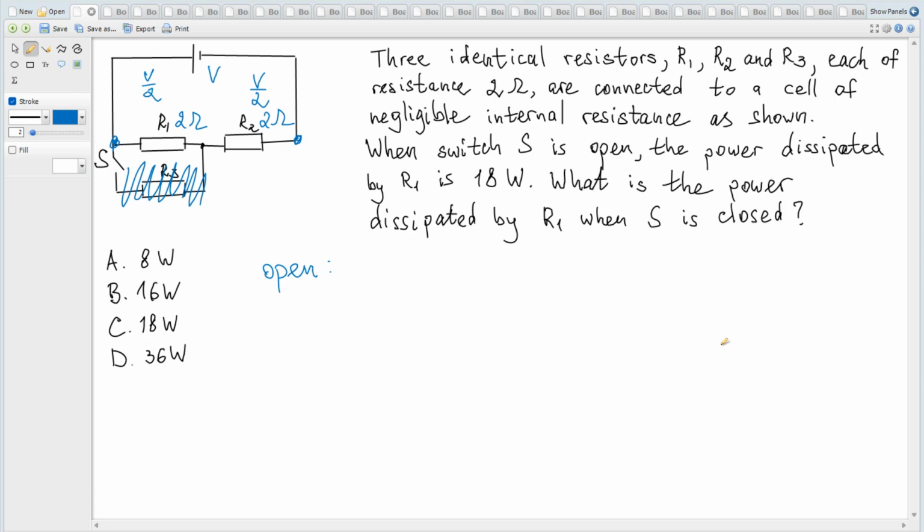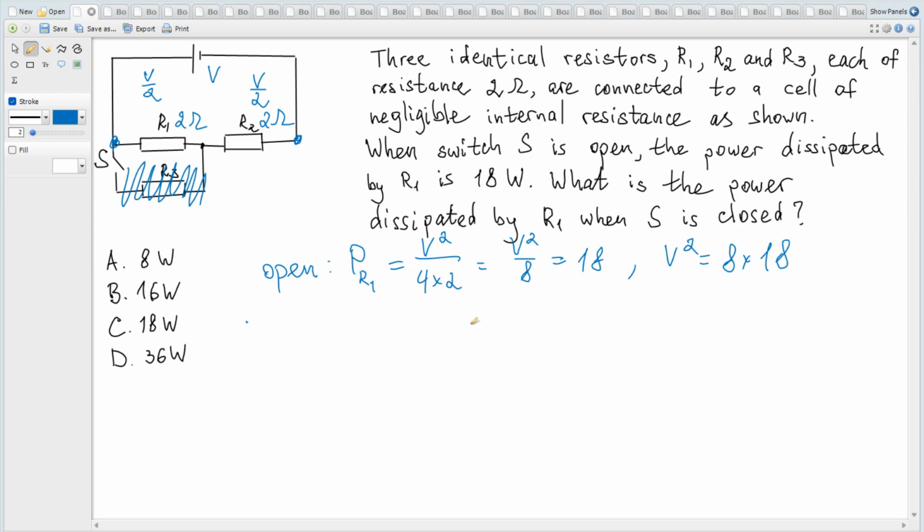Then what is power? Power is potential difference squared divided by resistance, so the power dissipated by R1 is V over 2 squared, so V squared over 4, divided by 2, it's V squared over 8, and it is given that it's 18, so we can conclude that V squared is 8 times 18.